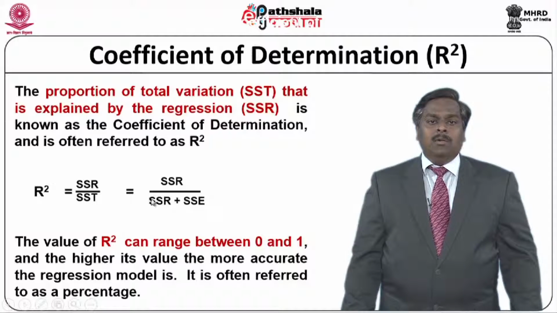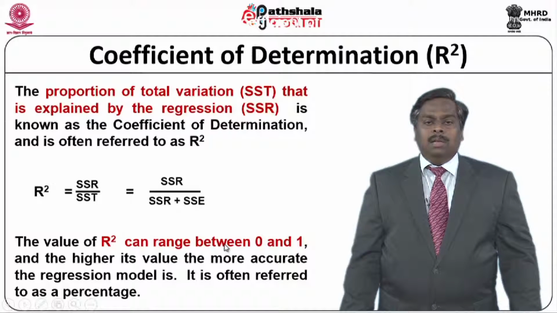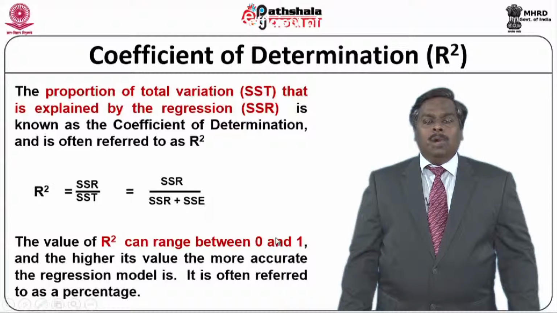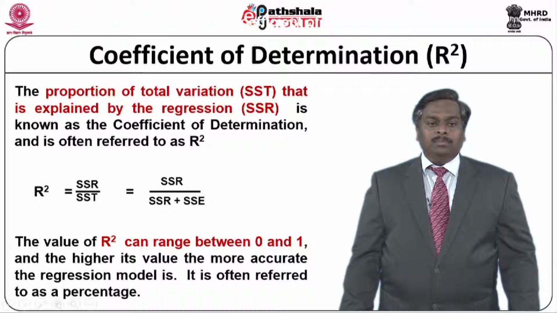And this value R square may take any value in the range 0 to 1, and higher the value of R square indicates the regression model that we have defined is more accurate or good. So, it is often referred in the form of percentage, which quantifies to what extent the regression model is more accurate.